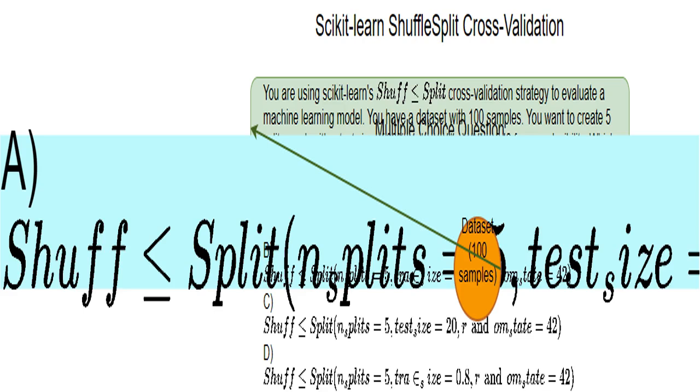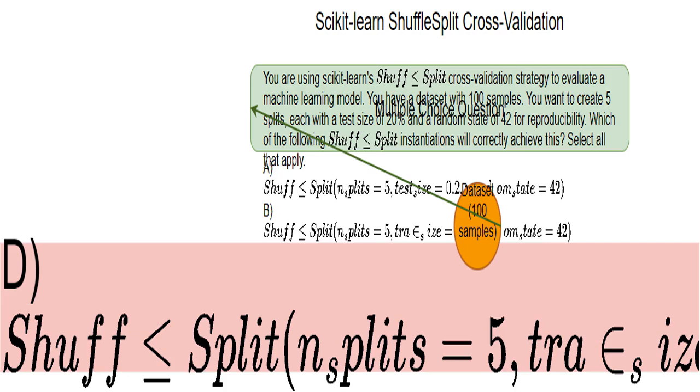I'm using an integer value for test_size now. Test_size equals 20 means 20 samples for testing, which is exactly 20% of my 100 samples. Here, I'm giving a proportion for the training size. Train_size equals 0.8 equals 80%, leaving the remaining 20% for testing. That's 20 samples again.